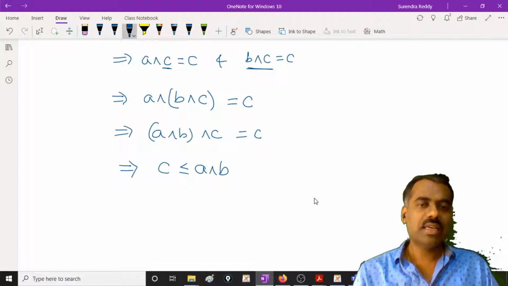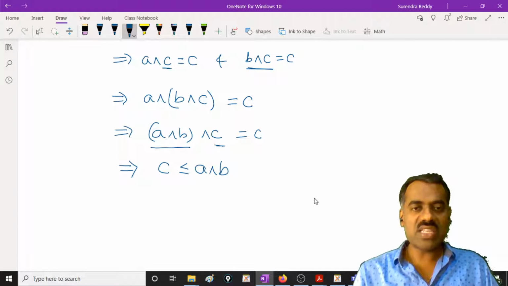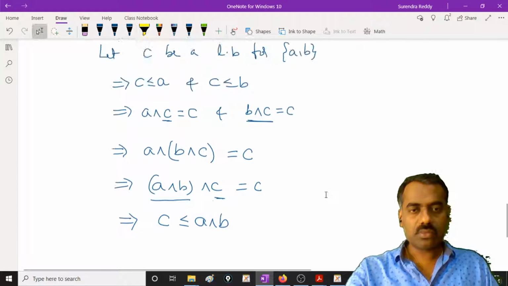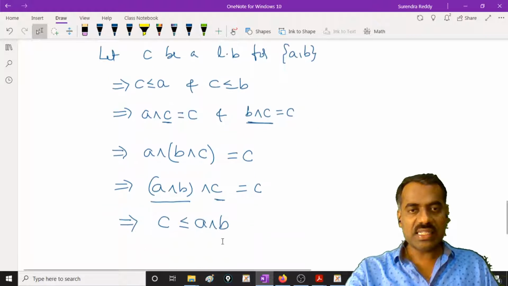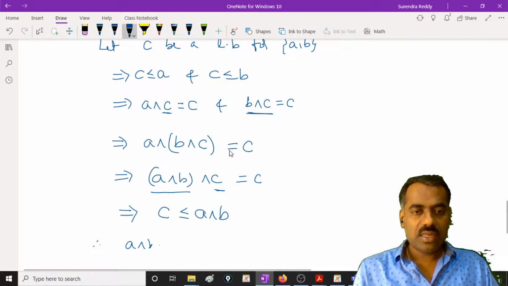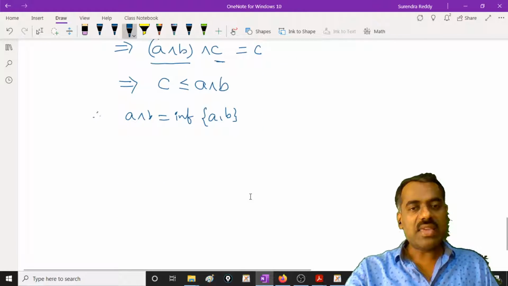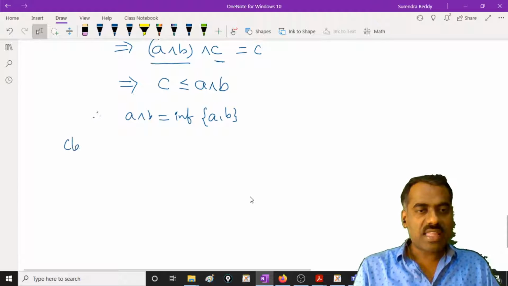Are you following? This is one element and this is another element. You are meeting these two elements, you are getting this C. It means C is less than or equal to A meet B. That shows that your A meet B is the greatest among any other lower bound. Therefore, A meet B is nothing but the infimum of A comma B.